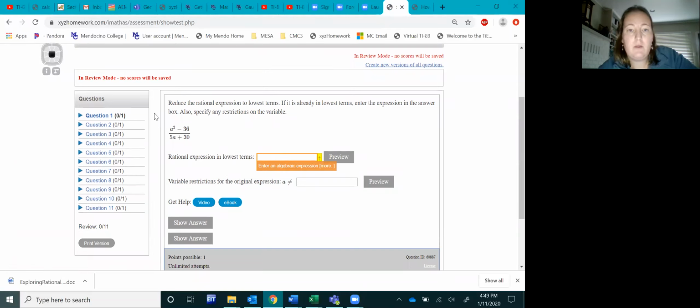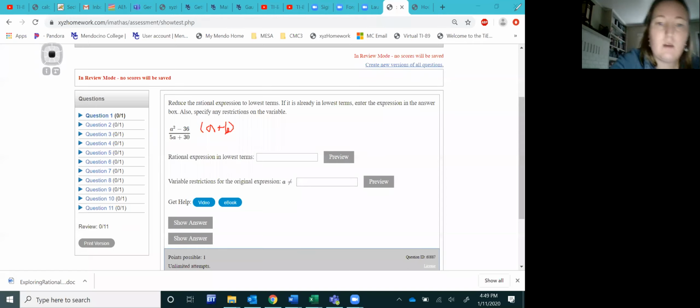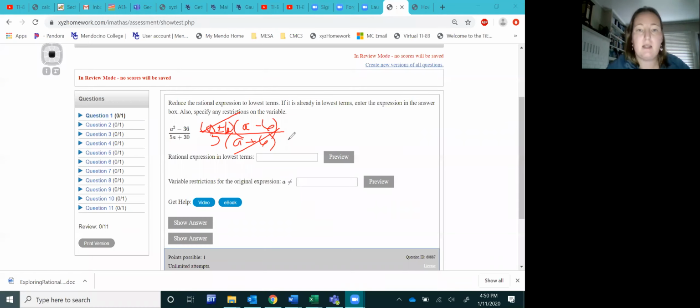So if you're working with something a little bit more advanced here, I'm going to factor this. This is a difference of squares. We'll learn more about this as you go through your course. It's hard to use my mouse for that. And then I have a common factor of 5 here, a plus 6. The a plus 6 factors can cancel, so my answer will be a minus 6 over 5.